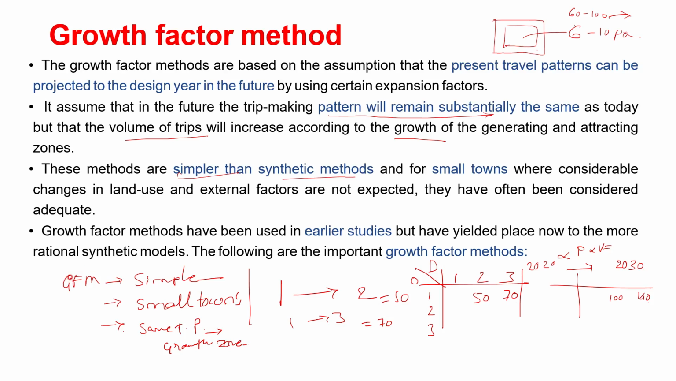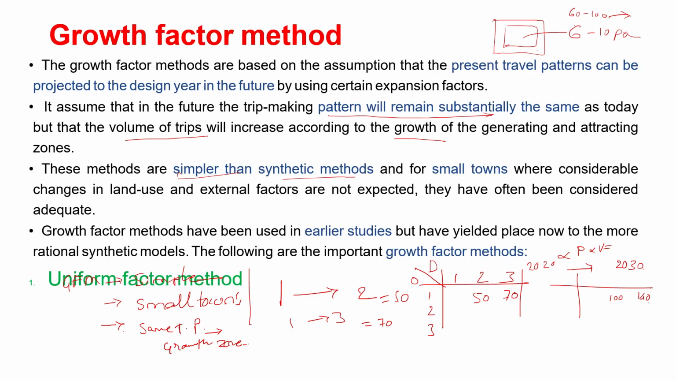Getting the point? So the growth factor method is simple, applied for small to medium towns where there are no major changes with respect to land use and external factors are not considered, and it is applicable where you have the same travel pattern with different growth zones, right?